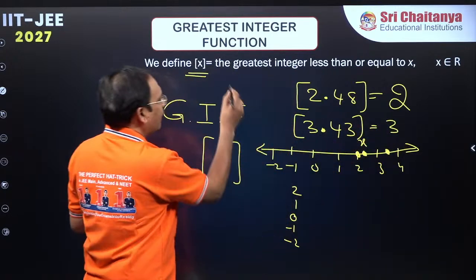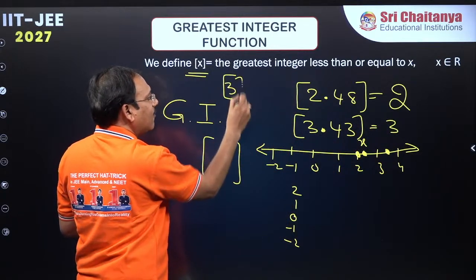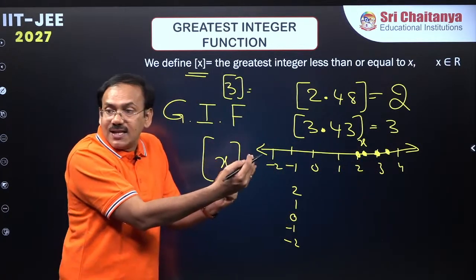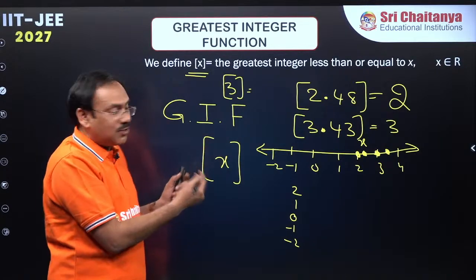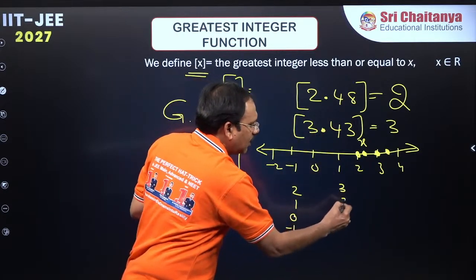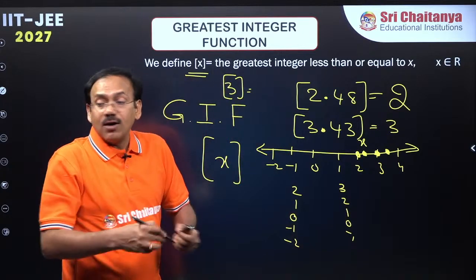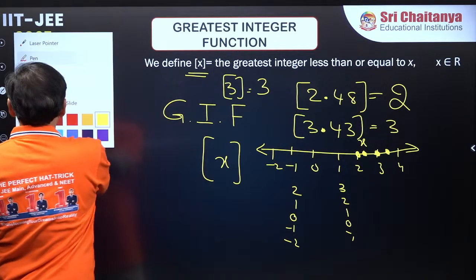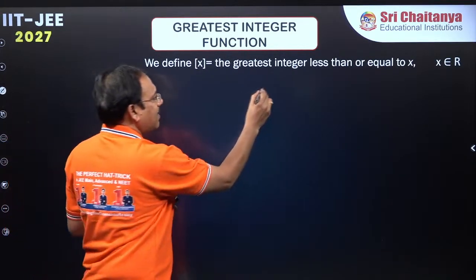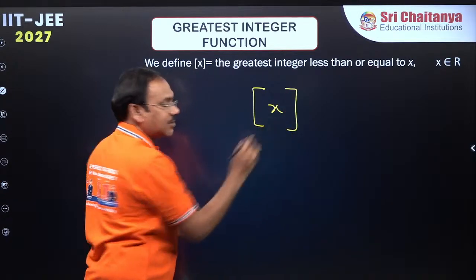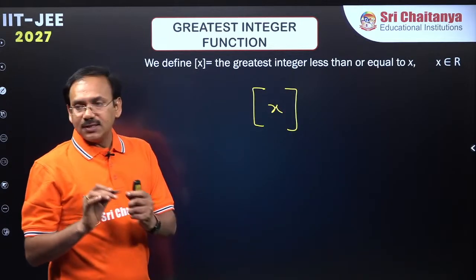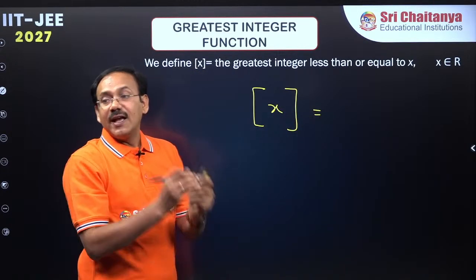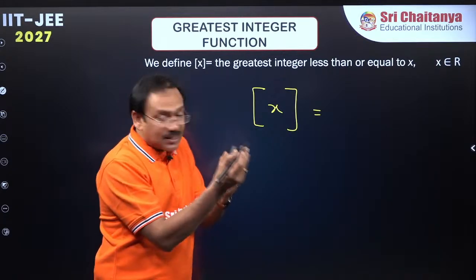At the same time, if I ask you to write step of 3, 3 itself is an integer. I said greatest integer less than or equal to x, so you have to consider 3 also: 3, 2, 1, 0, minus 1. Among them the greatest is 3. In brief, dear students, step x means the greatest integer function. The simple point to note is, if it is an integer, it itself is the answer; if it is not an integer, the integer that comes just before it is the answer.